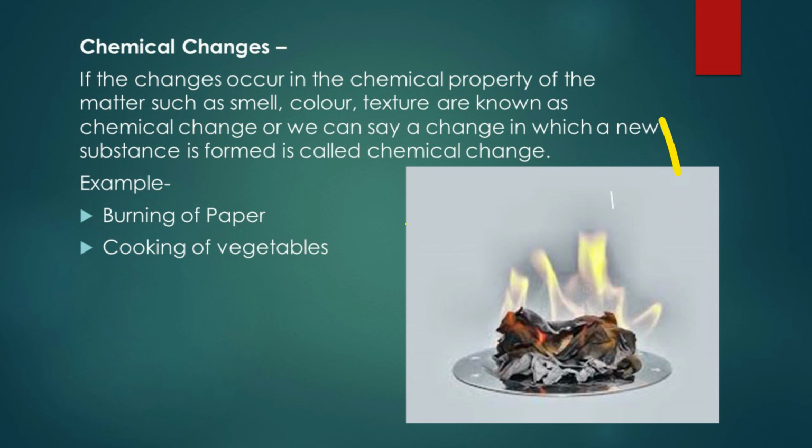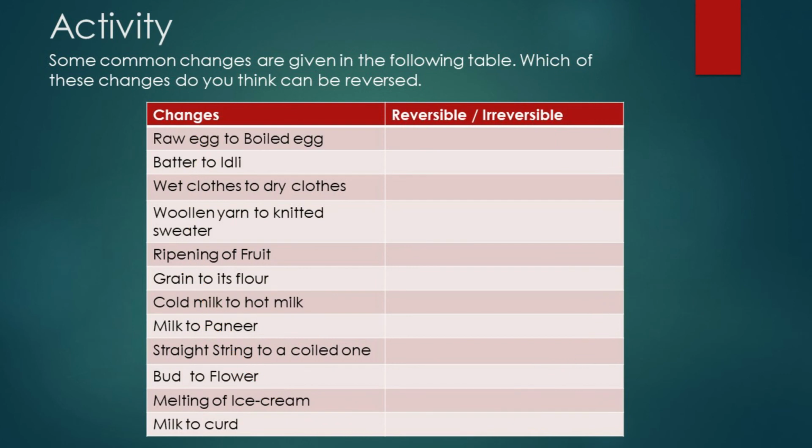Now here one activity is given in which you have to find out which is a reversible change and which is an irreversible change. One or two I will do for you, like raw egg to boiled egg. When an egg is boiled, will it become raw egg again? Will it be a reversible or irreversible change? What do you think of it? So here I think it is irreversible. Boiled egg के बाद वो कच्चा अंडा नहीं बन पाता है. So it is an irreversible change.